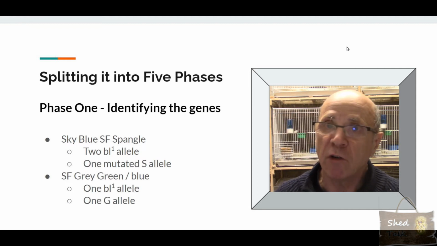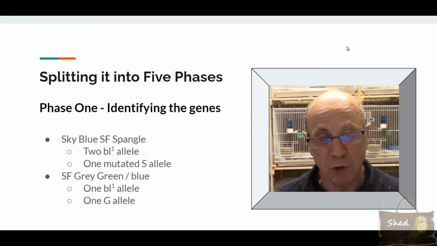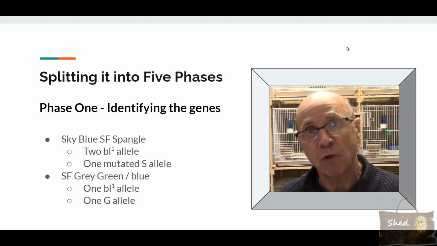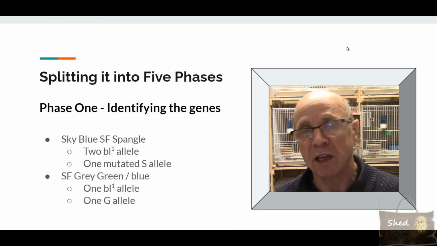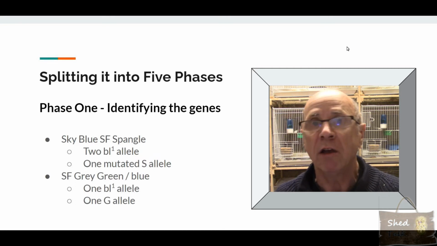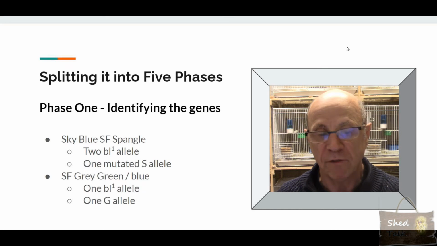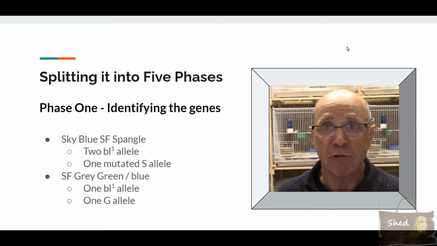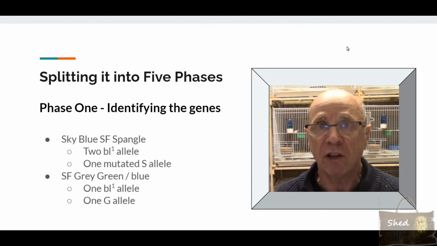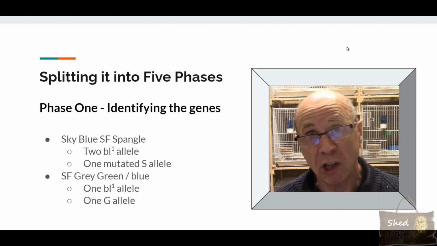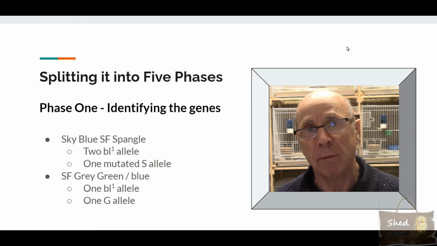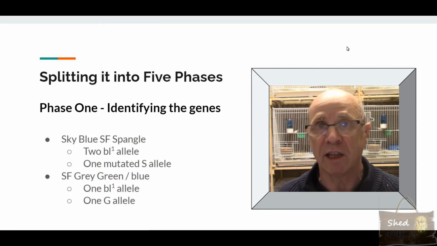Now what about the single factor grey-green split blue? Well, we know that it's split for blue, so it must contain one of the mutated blue allele. So once again, we will need to look at the blue gene for this bird. We also know that it's a single factor grey-green, so it must contain one of the dominant grey mutated allele.